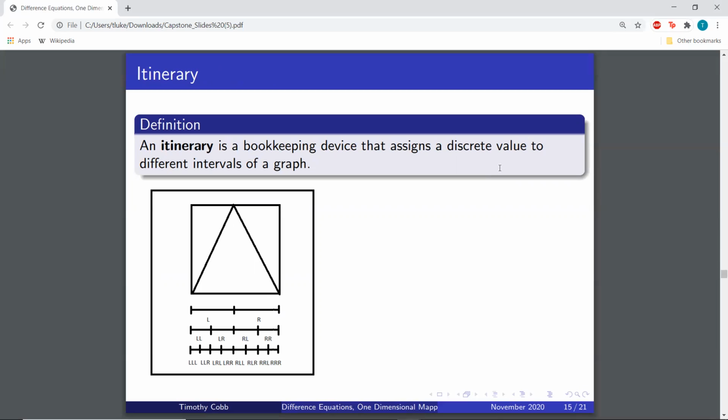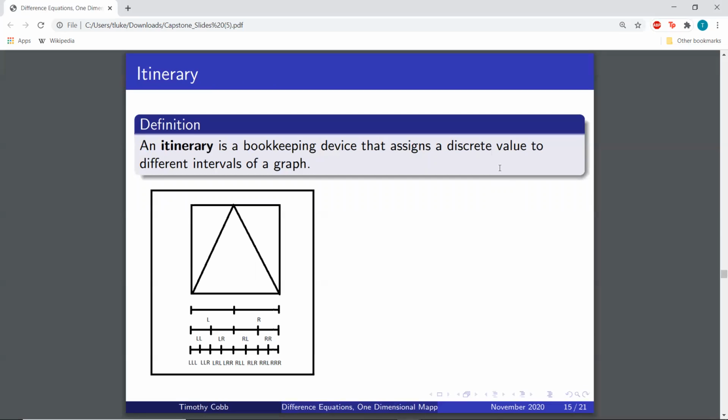And so to further understand chaos and how to rigorously prove it, we need to have a bookkeeping tool called an itinerary. An itinerary is a bookkeeping device that assigns a discrete value to different intervals of a graph. So here in this picture below, we can see the itinerary of the tent function.